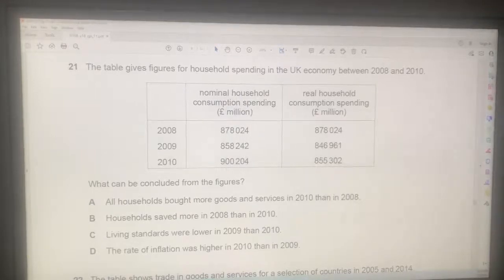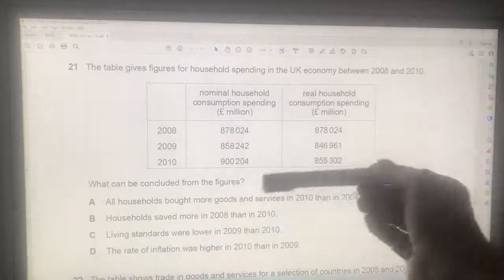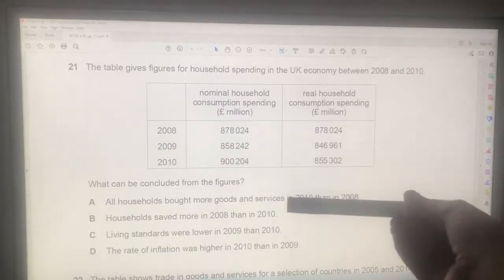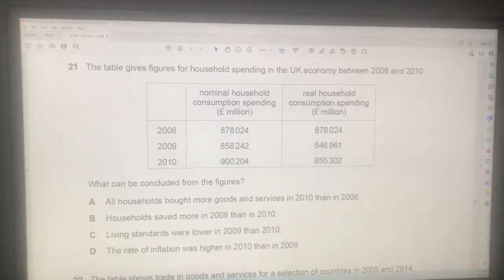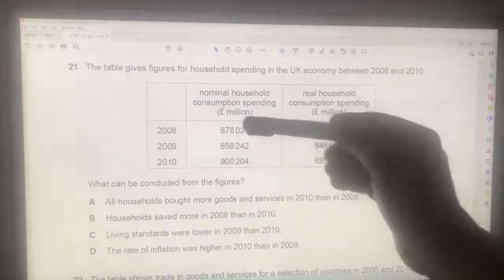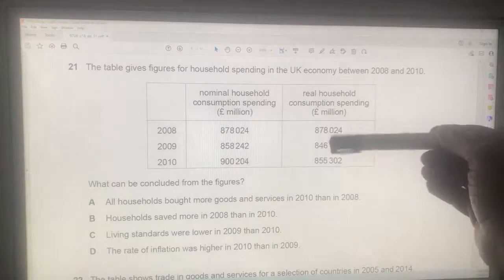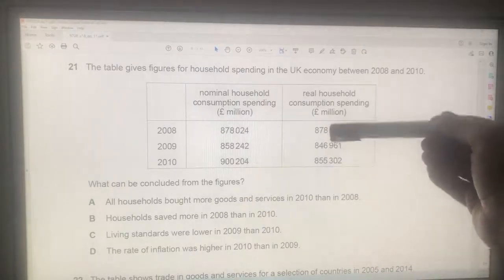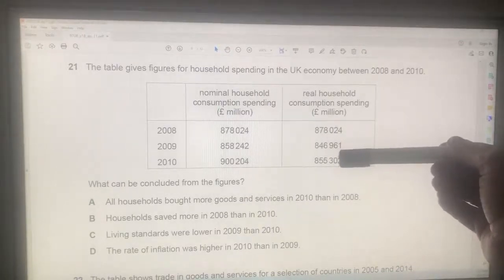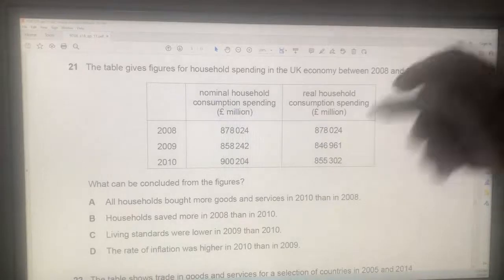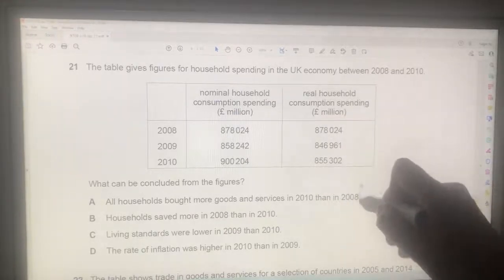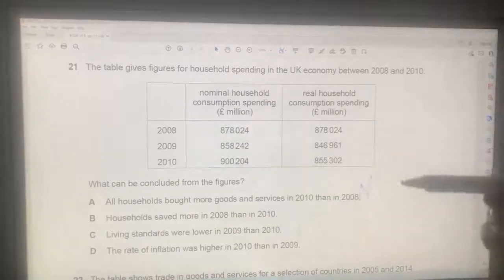We don't know. More goods and services is a quantity of goods and services, and oh wait, maybe we can see the nominal amount. Oh my gosh, no, it looks like they actually bought less. So we can tell that answer A is no.